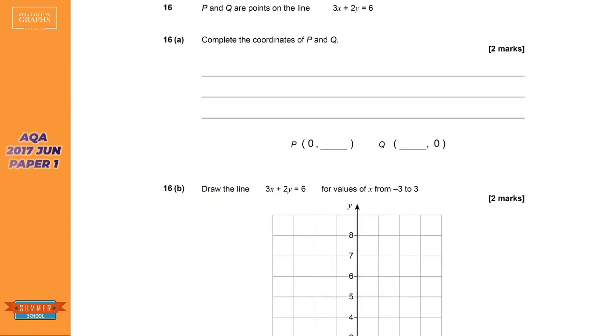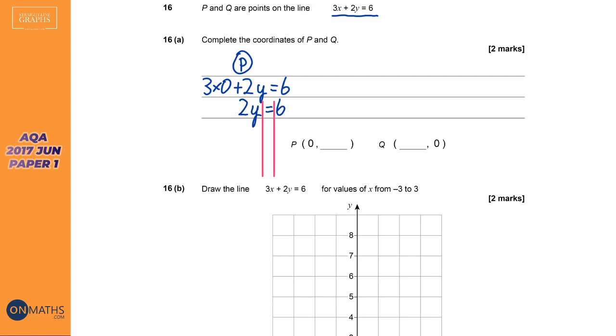Next up is AQA's question, and this asks us to find two values on this equation here. So let's start off with P. So it's telling us that x equals 0, so we're going to substitute that into the equation. So 3x becomes 3 times 0, plus 2y equals 6. 3 times 0 is just 0, because when you times anything by 0, you just get 0. So what I'm going to do now is put my lines in. And we've got a times 2 there, so to get rid of it we need to divide both sides by 2. And we get y equals 3. So this is going to be 3.